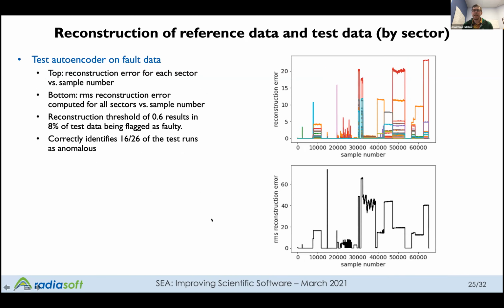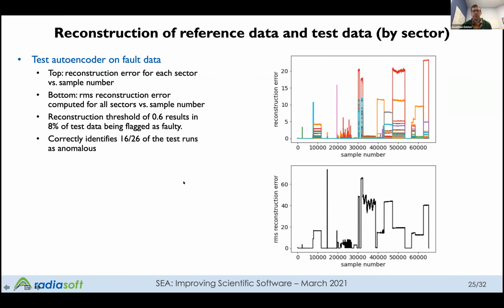And then we want to test it on the fault data. So we have known fault data, and we can use this to verify whether or not this approach is going to work. And you can do this looking at the reconstruction error sector by sector, or you can do this looking at the RMS reconstruction error.